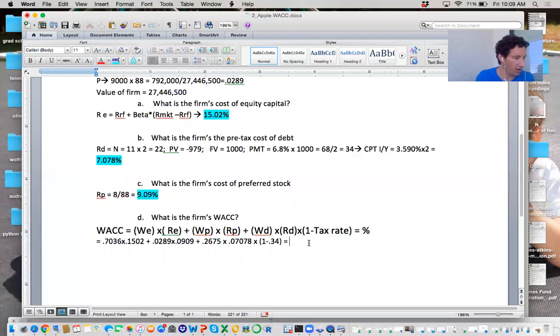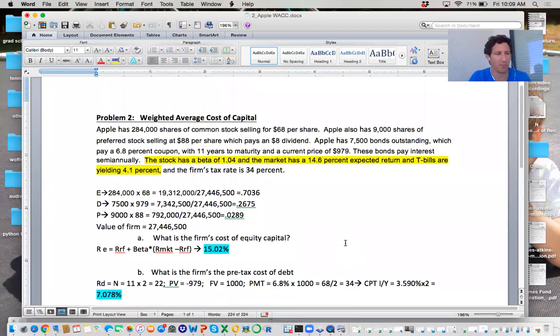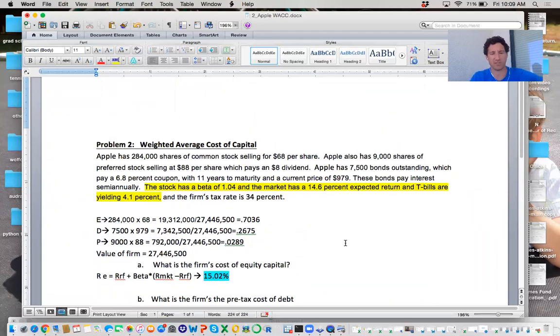Okay, so when you plug all that in and solve, you should get 0.1272, which is 12.72%. So that is your final answer. That's Apple's weighted average cost of capital. Okay, work through this one. Make sure you get the same thing. If I made a mistake, let me know, but I think that's right.